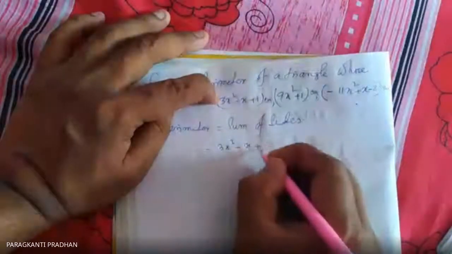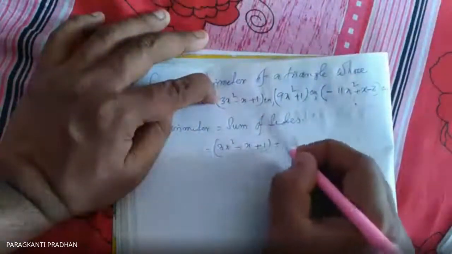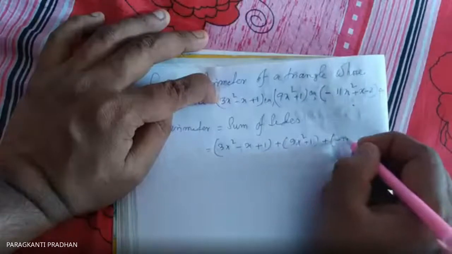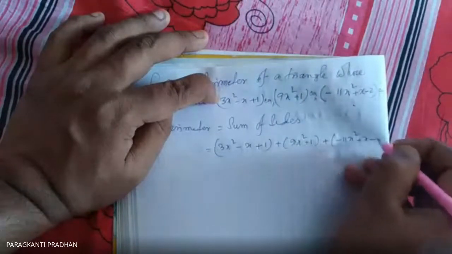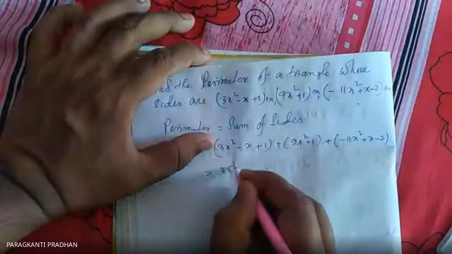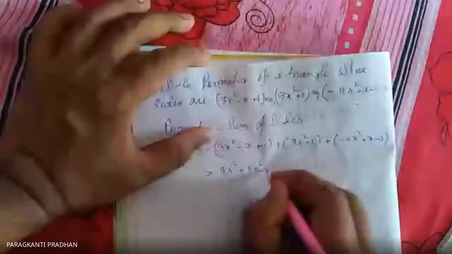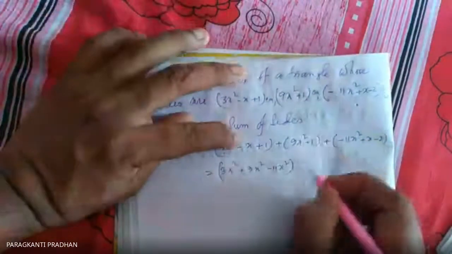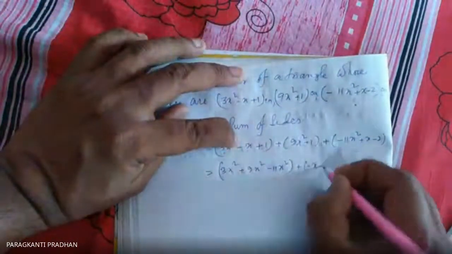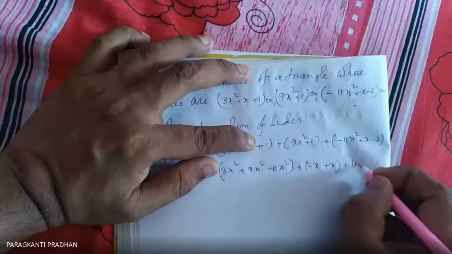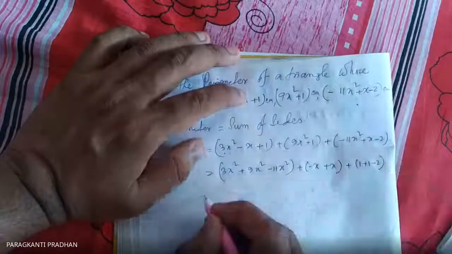That is 3x square minus x plus 1 plus 9x square plus 1 plus minus 11x square plus x minus 2. Now this is 3x square plus 9x square minus 11, very good, x square plus minus x plus x, plus 1 plus 1 minus 2.